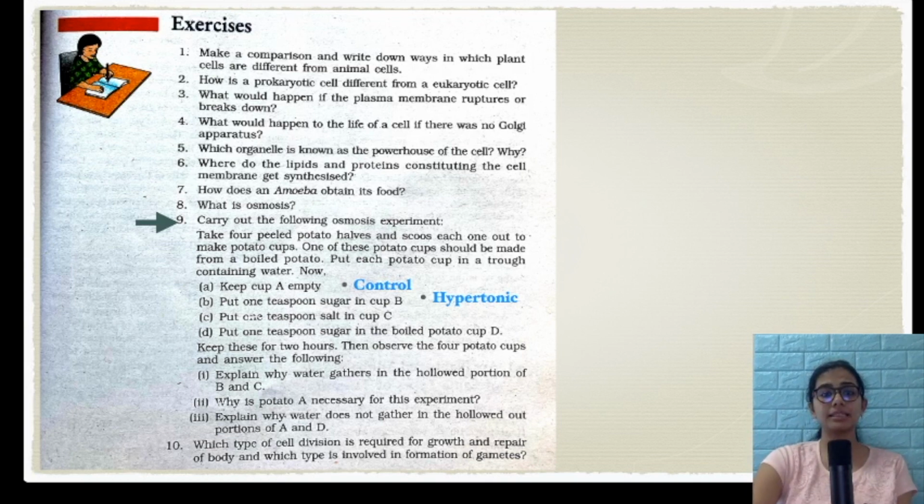Again, in cup C also, 1 teaspoon salt is put. So again, it's the same case, hypertonic. Whether sugar or salt, it is the solute concentration that we are increasing, right? It is a solute, whether it is sugar or salt. So in B and C, a hypertonic environment is being created inside the potato cup. Now in D, again, 1 teaspoon sugar is put. But what is the difference here?